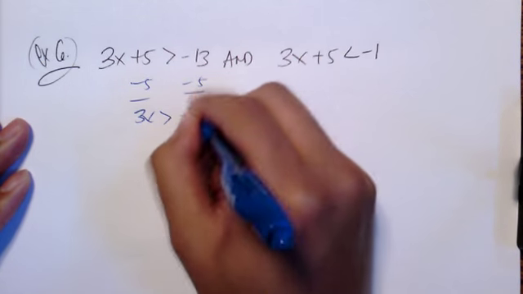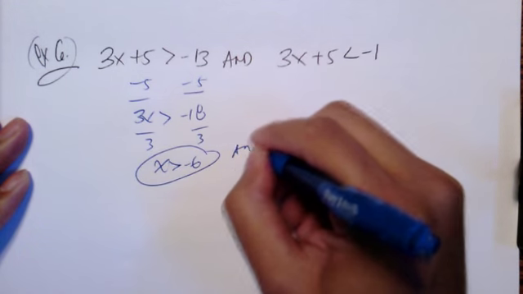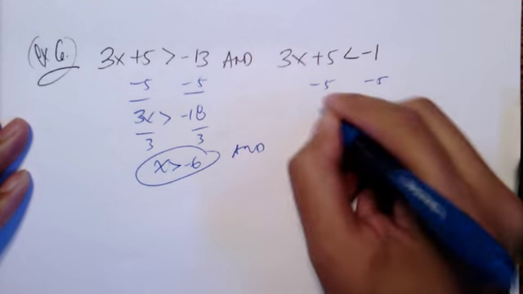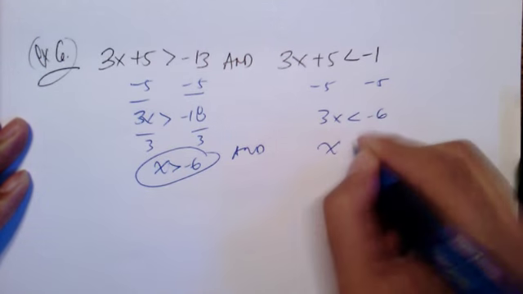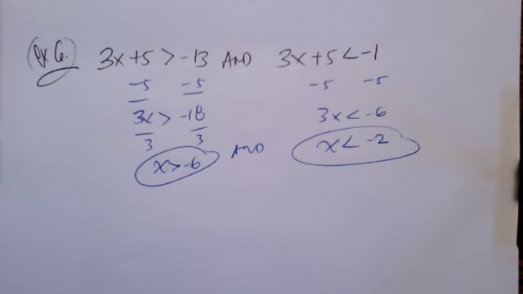This is going to be negative 18, divided by 3, so 3x is going to be negative 6. And minus 5 on the other side gives 3x less than negative 6. Okay, so we have those two right there: x greater than negative 6 and x less than negative 2.